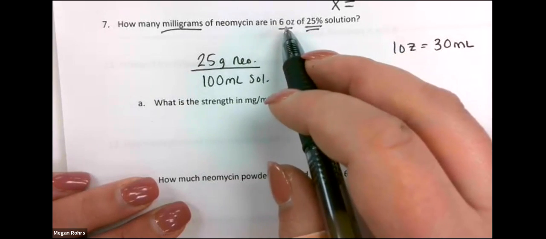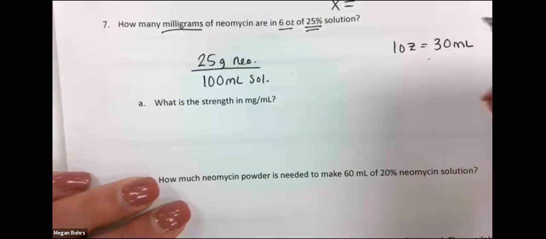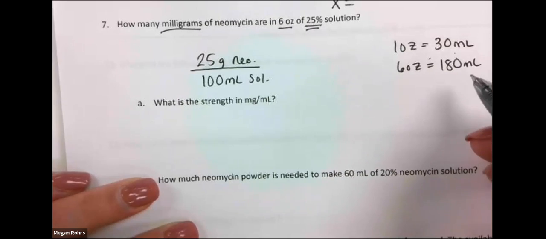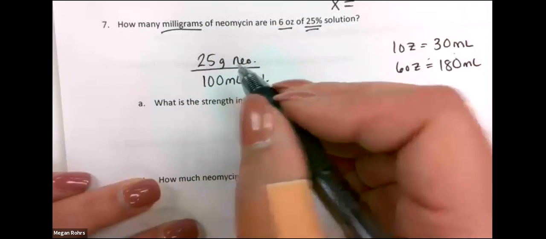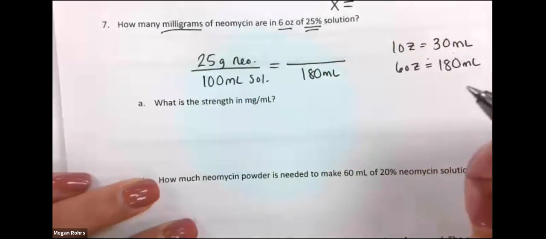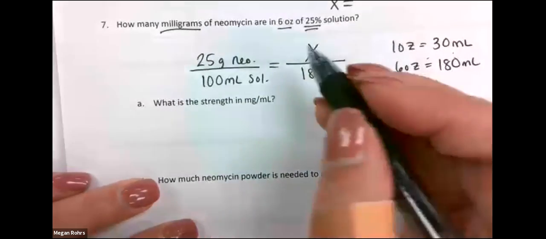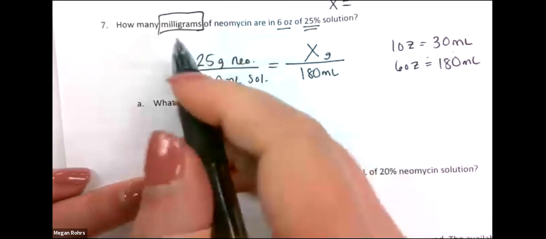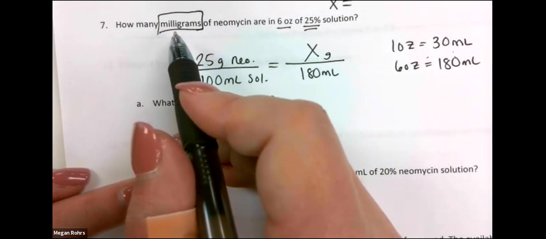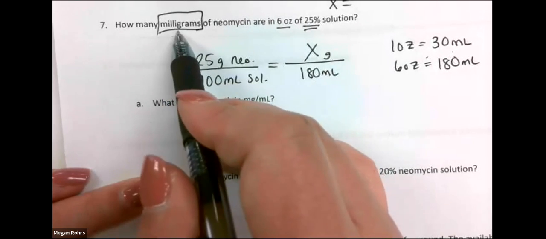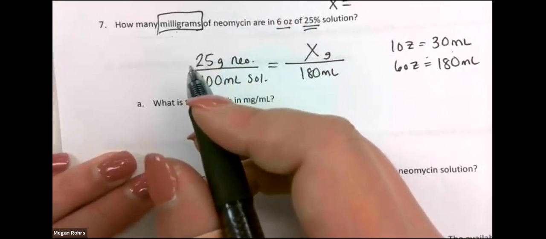So 6 ounces, we would take 6 times 30. 6 ounces would give us 180 mils. Now we can plug that into our equation here. So we have 180 mils here. Now keep in mind our x is going to be in grams. So the question is looking for milligrams. So what I'd like you to do, solve for x in grams and then convert that into milligrams.